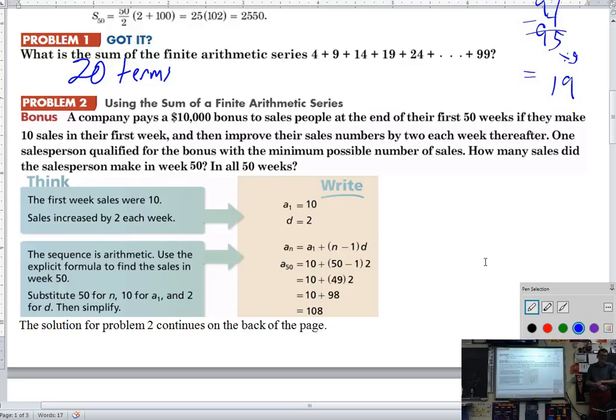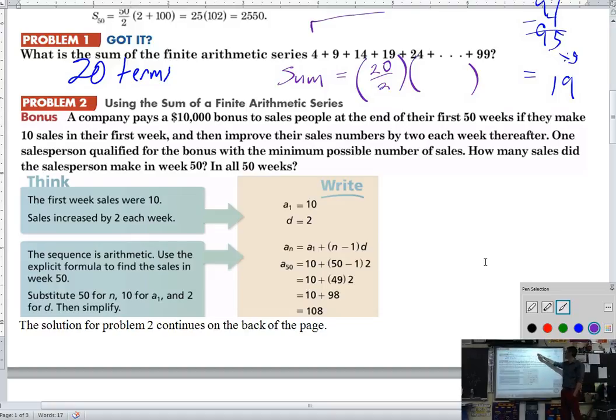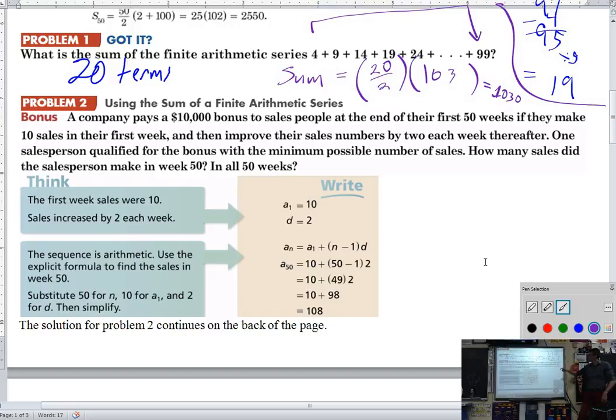How can I figure out how many sets I would get? Would it be half of the 20? Yeah, so my sum will be the 20 terms divided by 2 because I'm going to pair up my sets. Then I need to multiply that by the sum of the set, which is 103. If you add the 4 and 9. Right. So then this becomes 1,030.